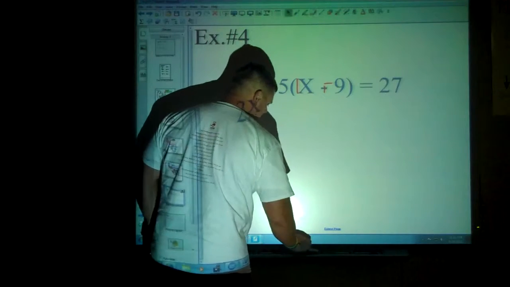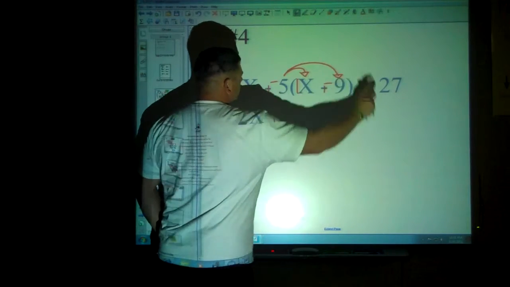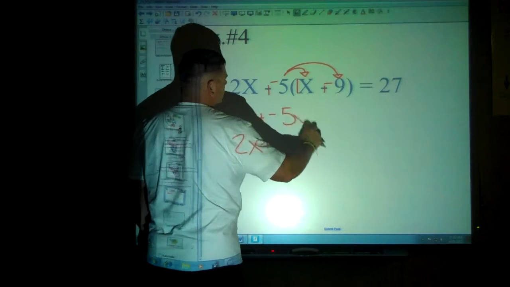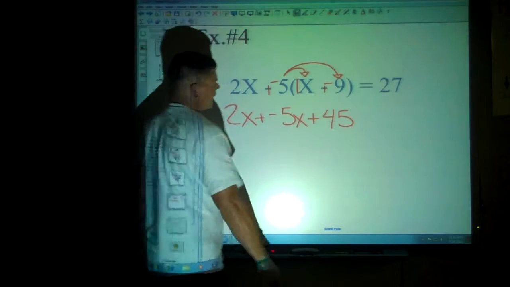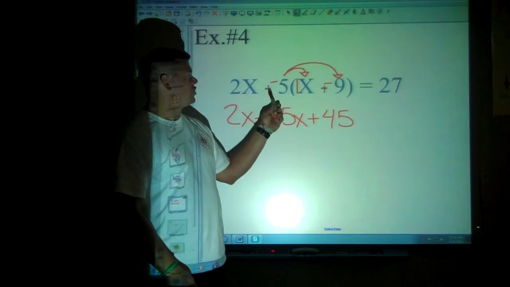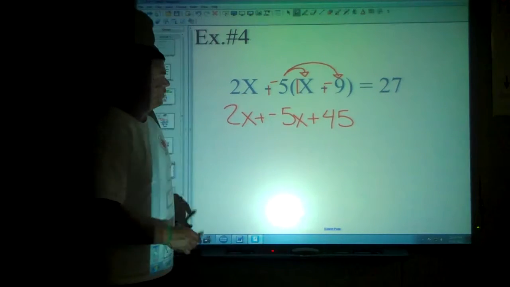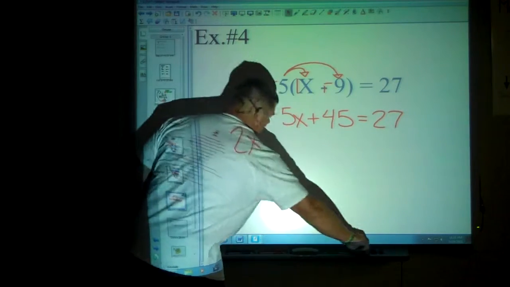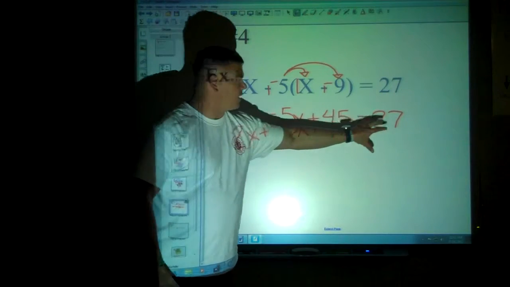All right? If you make this plus negative, then you know you're going to take care of your signs correctly. 2x plus negative 5x plus a positive 45. It's very possible that if you didn't change this, someone might write negative 45 here. Just be careful about that. Equals 27. Now again, stuff with x's, stuff with x's. Stuff without x's, stuff without x's.